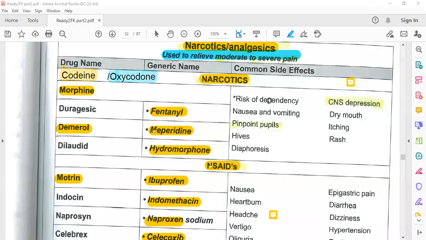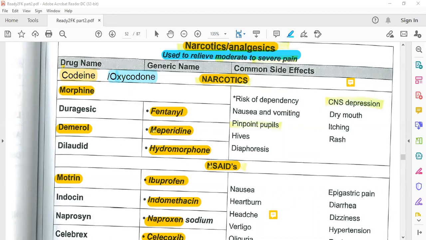So what are the other side effects? Other side effect risks to develop the dependency. So I told you that chance to develop addiction, right? So addiction may occur if you use for a long time and the patient develops the dependency. Nausea and vomiting, pinpoint pupil, diaphoresis, central nervous system depression, dry mouth, itching, and rash.